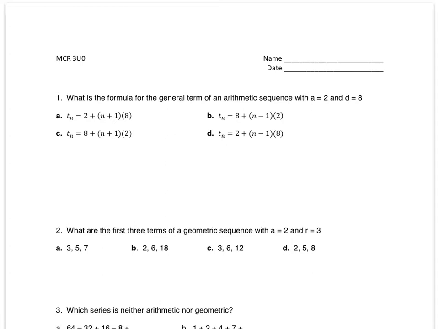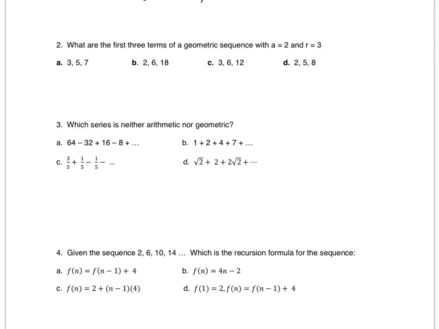We know by definition that T sub n for an arithmetic sequence is a plus (n minus 1) times d. Here a is 2, so it's 2 plus (n minus 1) times d, which is 8. So the answer is going to be D.